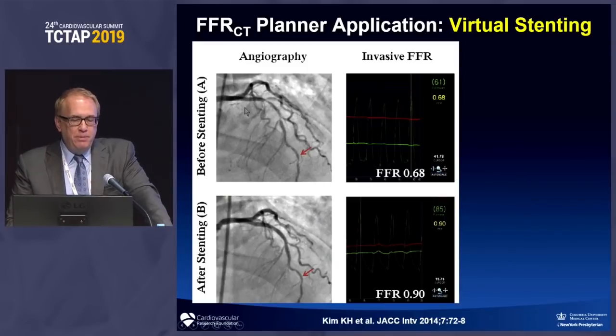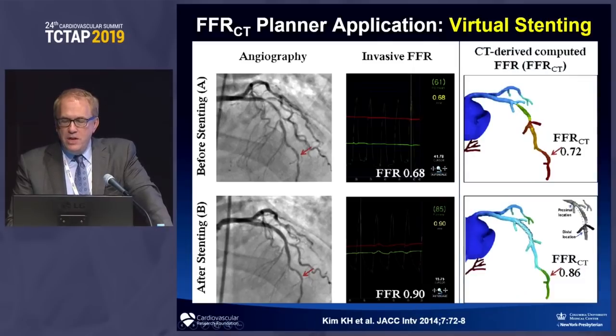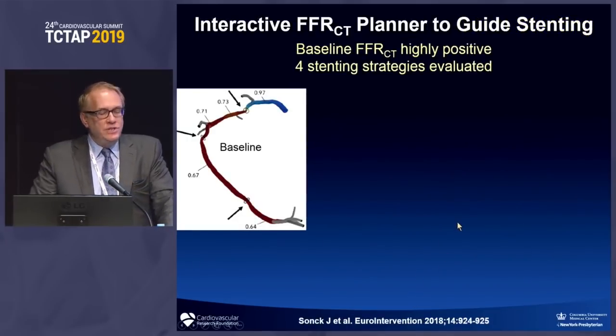So here, for example, this is an invasive case, and here you can see there's moderate diffuse disease in the proximal mid-LAD. The baseline FFR is 0.68, and here, after putting in stents, the FFR is now 0.90. So here was the FFRCT, which predicted an FFR of 0.72, pretty close to 0.68, and here's what the virtual stenting looked like before the case was even done. It predicted 0.86, and it got 0.90. So you can use this in interesting ways.